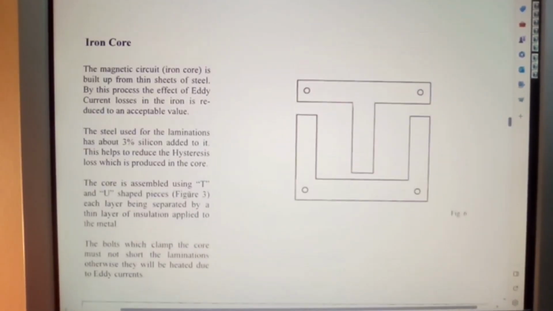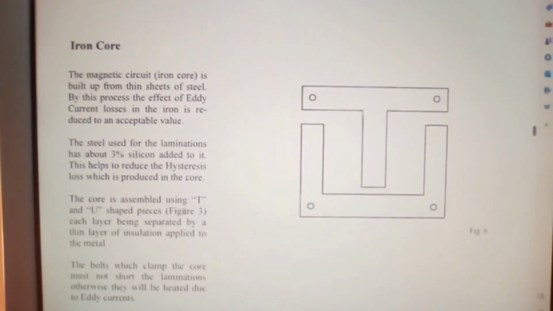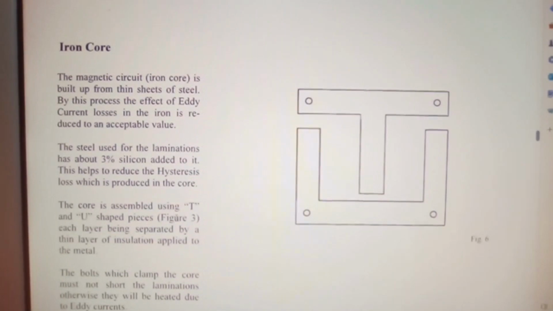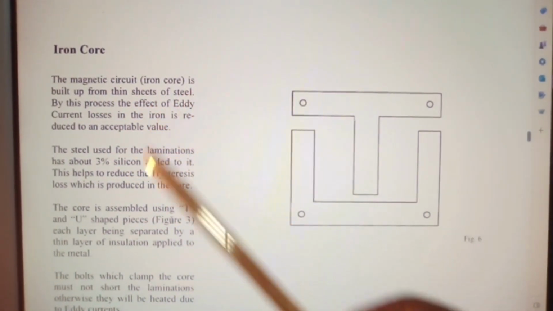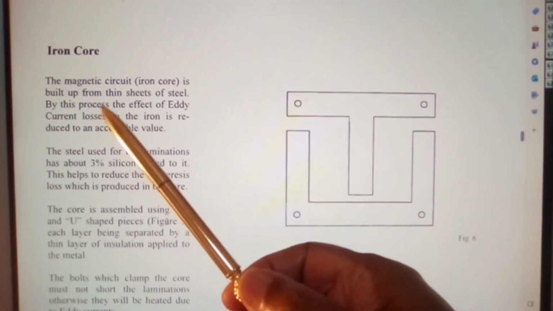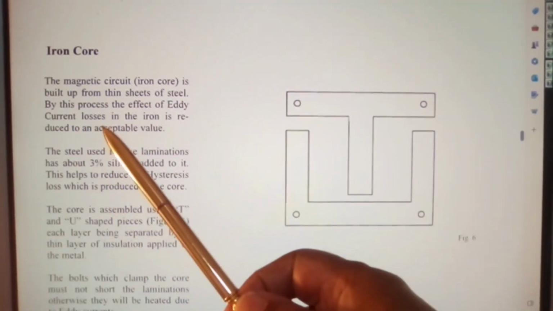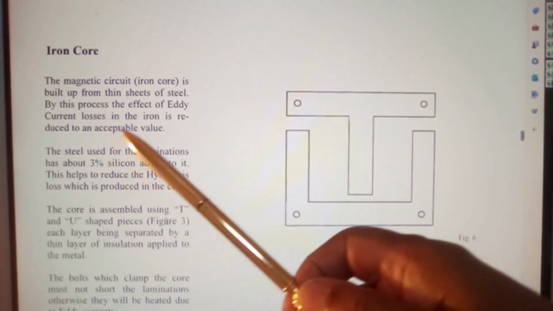And here we have our iron core. The magnetic circuit iron core is built up from thin sheets of steel. By this process, the effect of eddy current losses in the iron is reduced to an acceptable level.